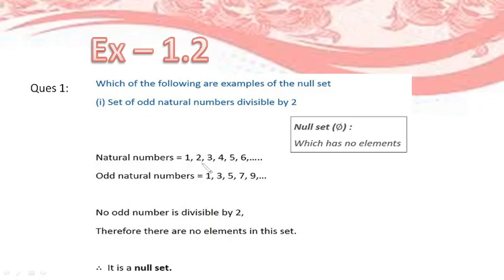Now natural numbers are 1, 2, 3, 4, 5, 6 and so on. Odd natural numbers are 1, 3, 5, 7, 9, 11, 13 and so on. Do you have any number in these odd natural numbers which is divisible by 2? Do we have? No, we don't have. So no odd natural number is divisible by 2. It means this is a null set, or we can call it empty set.